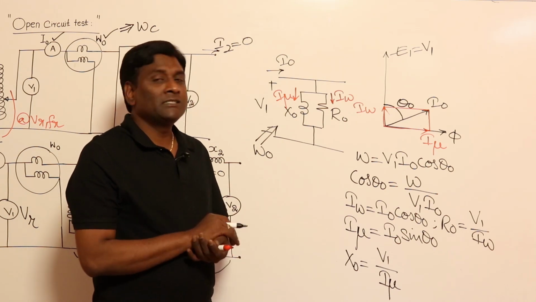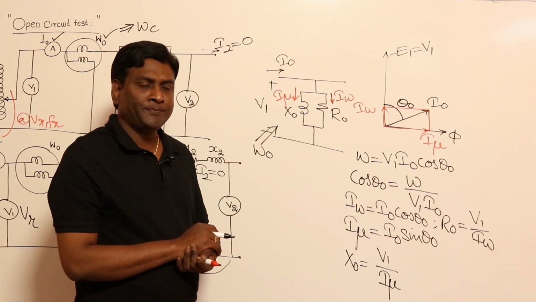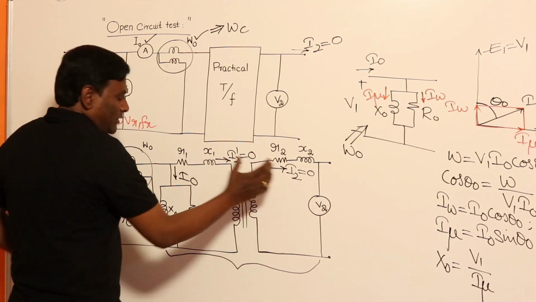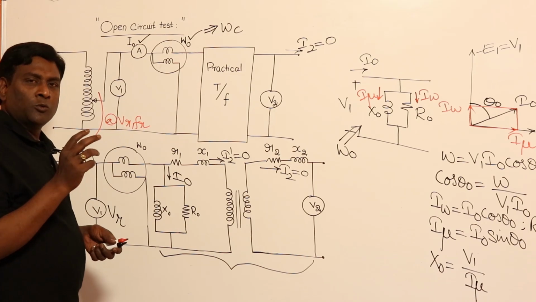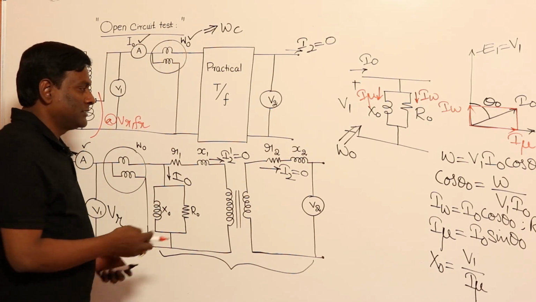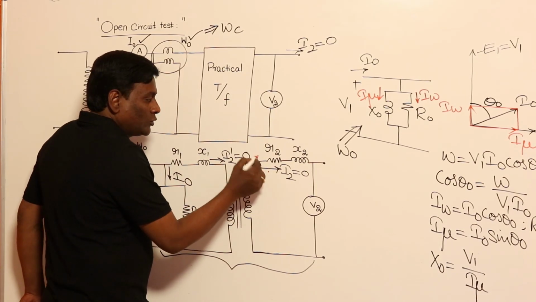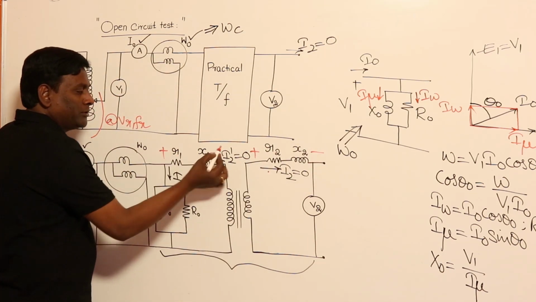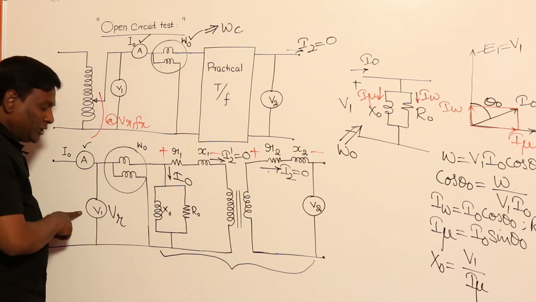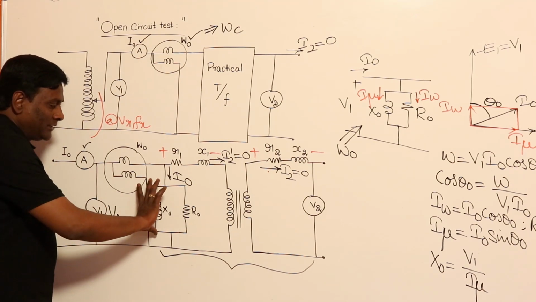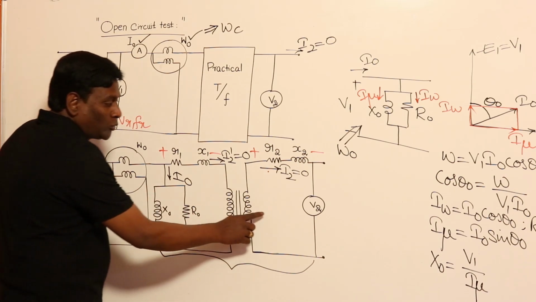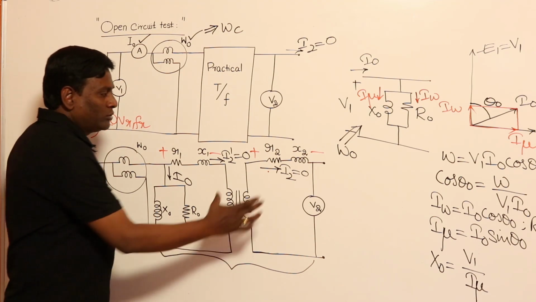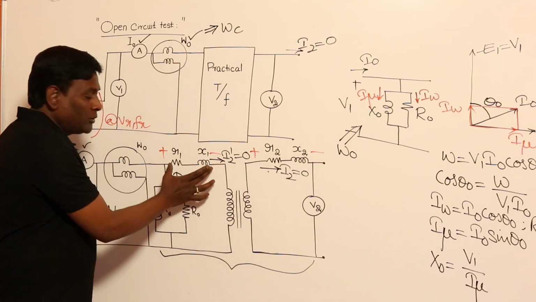Now what is the second step? We should be able to find out the turns ratio. Coming back to the equivalent circuit, the no load test or OC test is a special case because current is not flowing, so the voltage drop will be 0. Whatever the input voltage is, it is directly across my shunt branch, and whatever the output voltage is, it is directly across the voltmeter. So there will be no voltage drop here, and no voltage drop here.